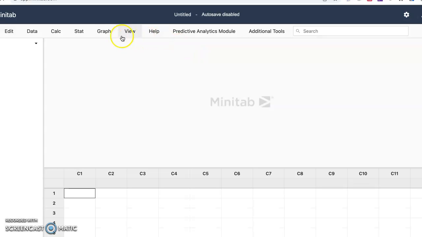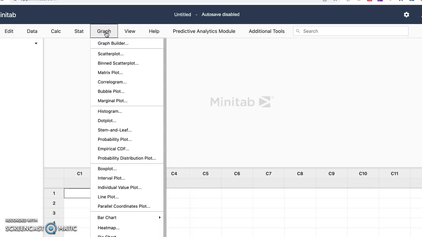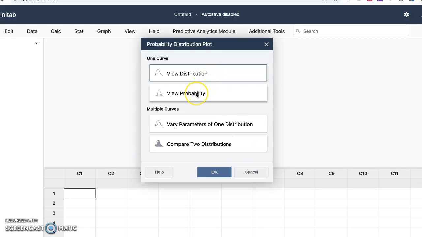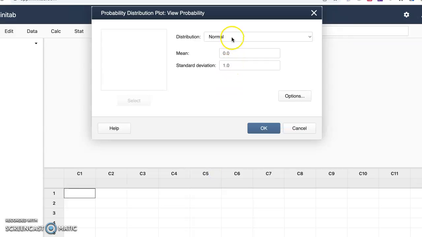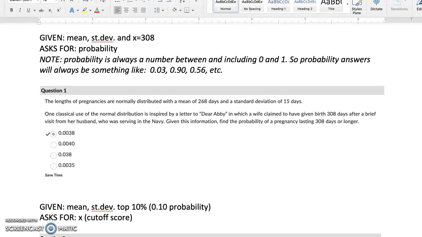So when you're doing normal distribution, we're going to look at the graph, because I just drew that graph. So I'm always going to Graph, then Probability Distribution Plot. And we want to view the probability because we're given X. And it was a normal distribution. Again, the mean was 268 with a standard deviation of 15. Let me double check that. 268, 15, and we want 308 days or longer.